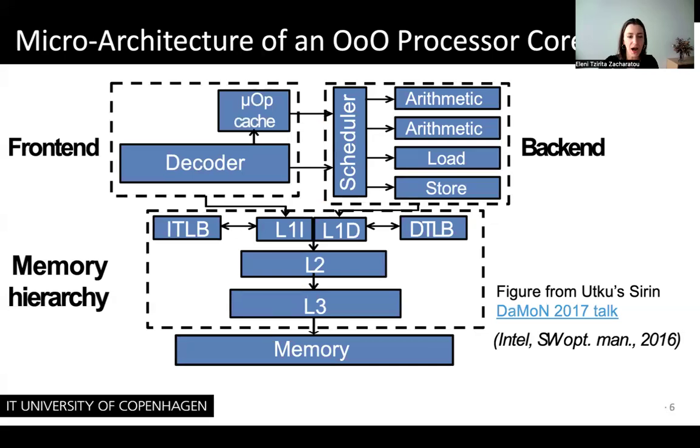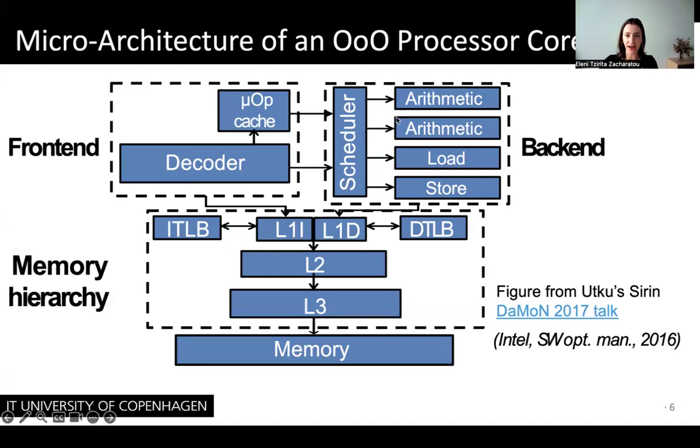Let me give you some background on out-of-order processors to help you put the results that I will show you later into some context. Out-of-order processors have two main building blocks, the front end and the back end. The front end prepares instructions for execution by fetching, decoding, and issuing instructions. Then the back end handles the actual execution and completion of instructions.